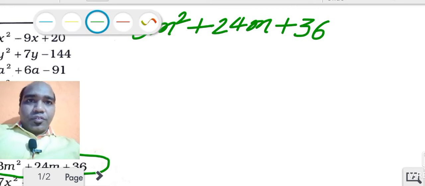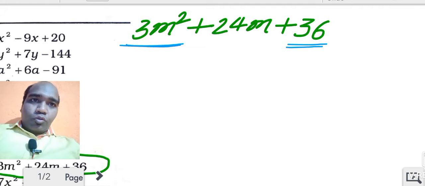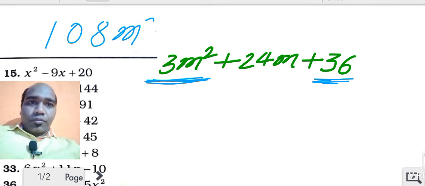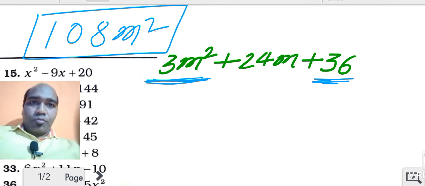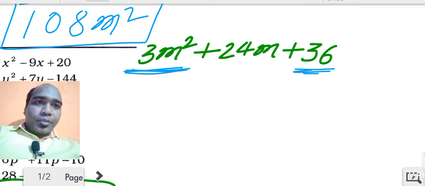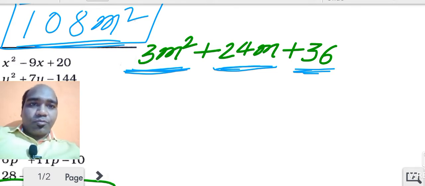Now first of all, what is our first step? We have to multiply this constant and the squaring part. Okay, so 36, if you multiply with 3m square, how much you'll get? 36 into 3, you'll get 108 and m square. Okay, 108m square you'll get by multiplying both these. Now this 24m we have to split into two parts, so that after adding we'll get 24m and after multiplying we'll get 108m square.